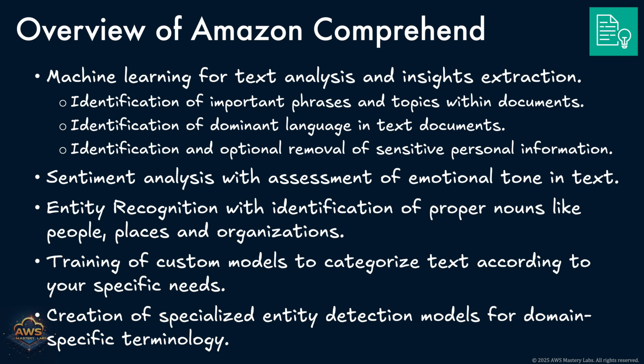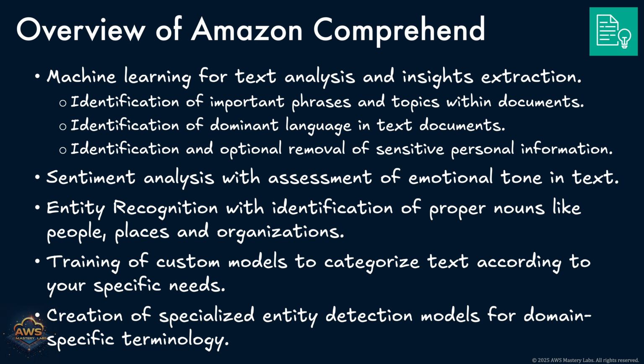Entity recognition is another powerful capability. Comprehend can scan through your documents and automatically identify real-world entities like people, locations, organizations, dates, and more. This is useful for structuring data that would otherwise be buried in long-form text.